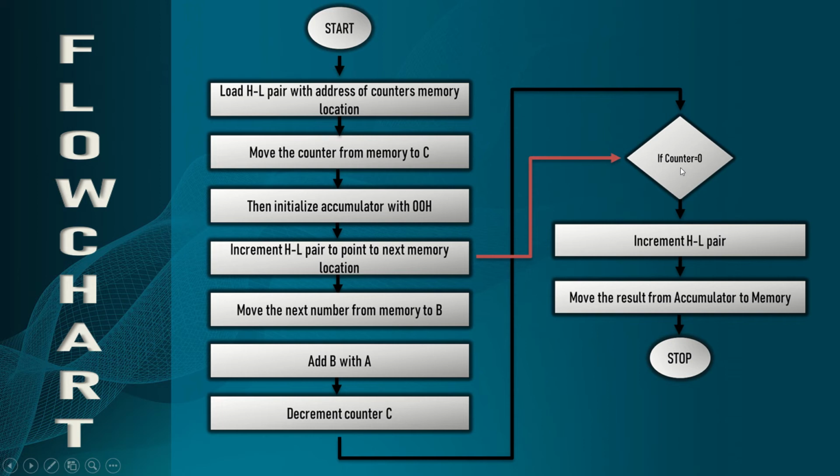Then the counter is decremented and we check whether it has become 0 or not. If it hasn't become 0, it means there are numbers left in the array. In this case, the control jumps back to increment the HL pair and moves the next number to register B. This process continues until the counter becomes 0, that is, all the numbers in the array are added. At last, the HL pair is incremented and the result is moved from the accumulator to memory.